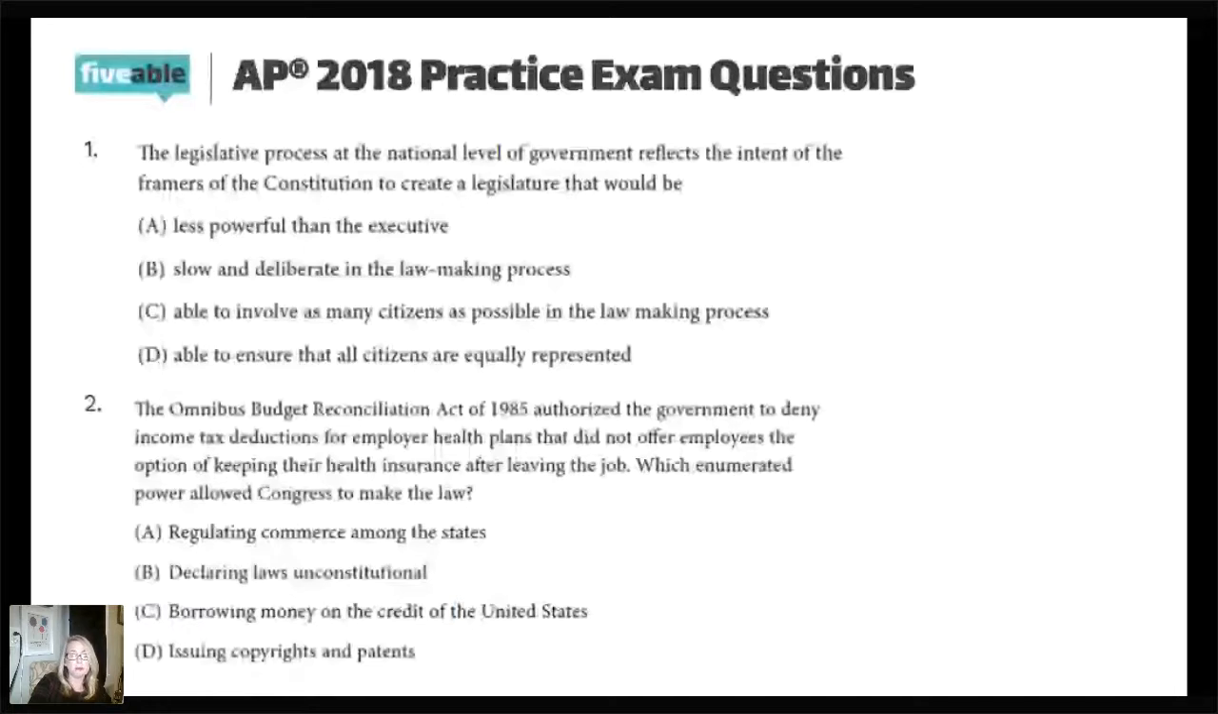Who can declare, B, who can declare laws unconstitutional? Who has that power? Good. So, yeah, you both got it right. So the Supreme Court can do that. Borrowing money on the credit of the United States. Now, Congress has that ability, but that's not really related to creating healthcare legislation, basically. Issue copyrights and patents. They can do that. It's just that's not related to this scenario about health insurance regulations.